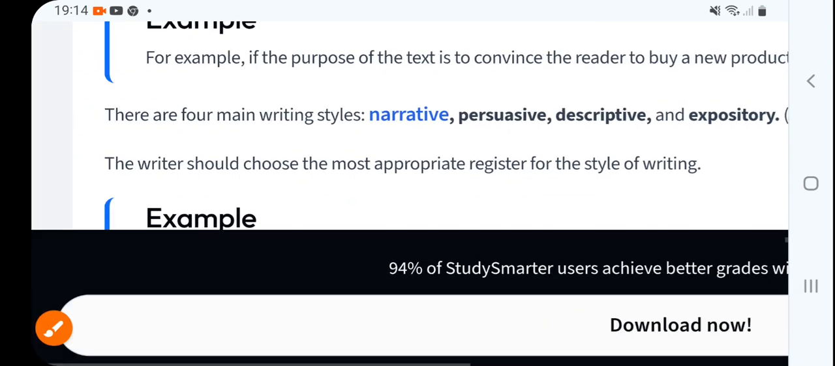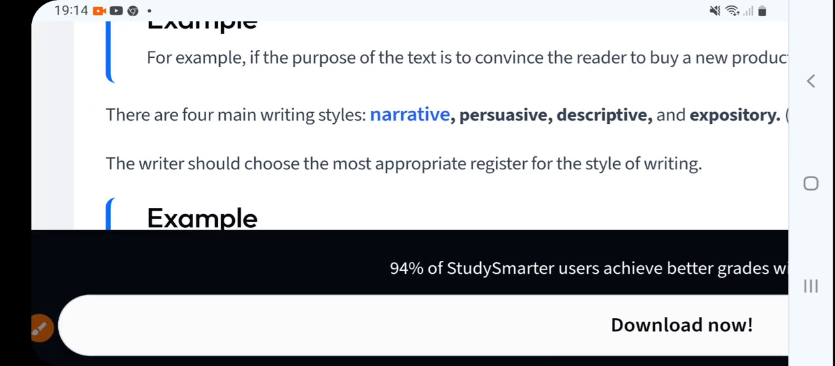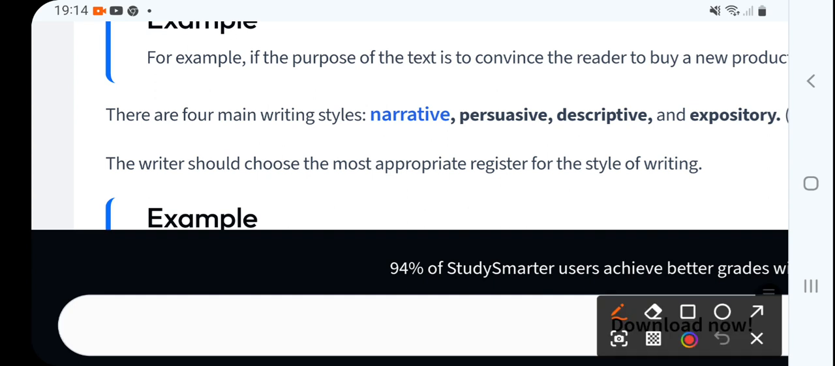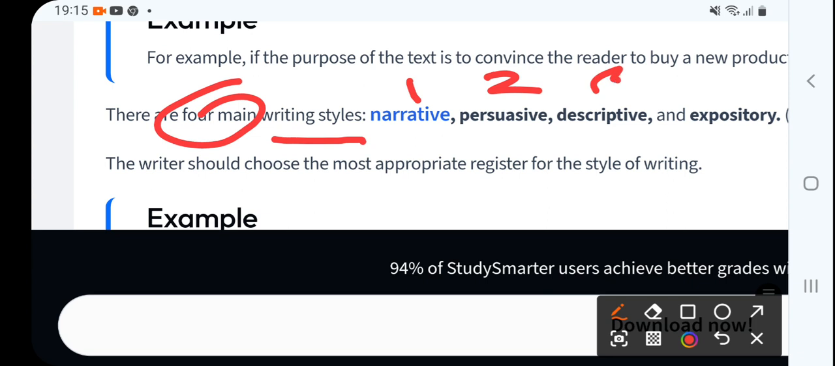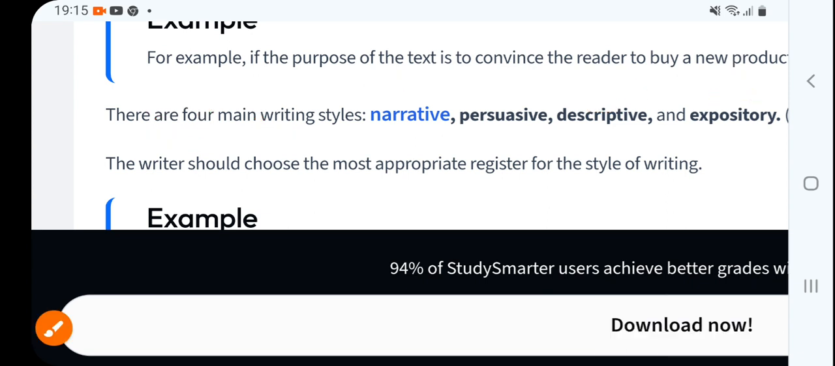Now there are four main writing styles. Please take care. We have seen there are five types of register: frozen, formal, consultative, casual, and intimate. Here there are four main writing styles: narrative, persuasive, descriptive, and expository. Let us see them one by one.